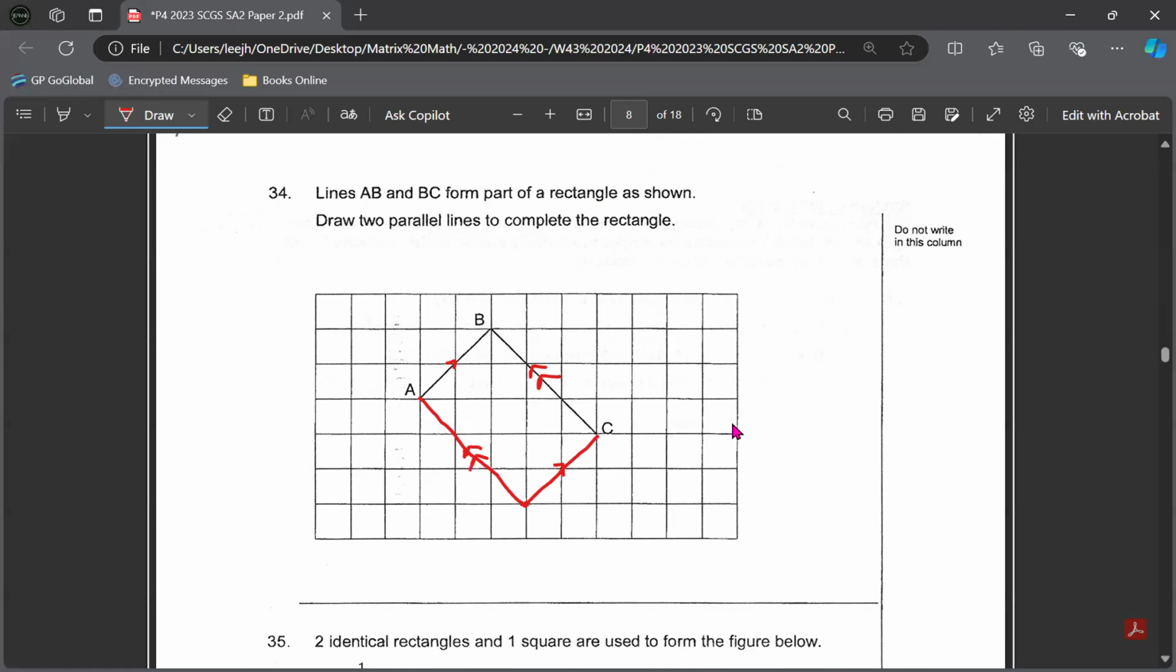You must use ruler, cannot draw freehand like me because I don't have a ruler here. I mean for this lah. Okay, I'm using a word call. Okay, good. So this will be something like that.